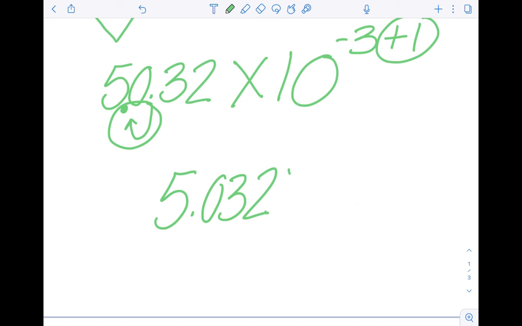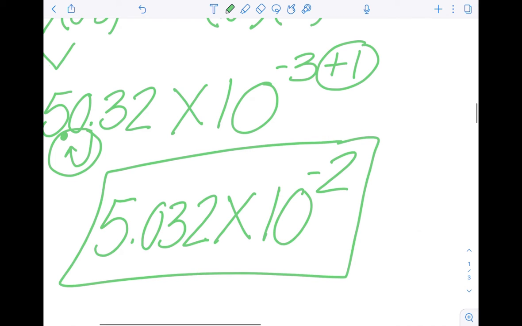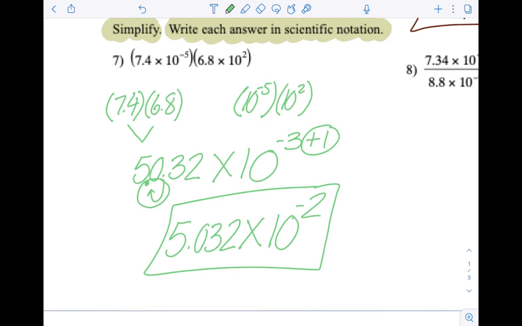So my final solution is 5.032 times 10 to the negative 3 plus 1. Different signs, so I subtract: 3 minus 1 is 2. And it's a negative 2 because 3 is bigger and 3 is a negative. And that right there, kiddos, is my solution. Look at that.